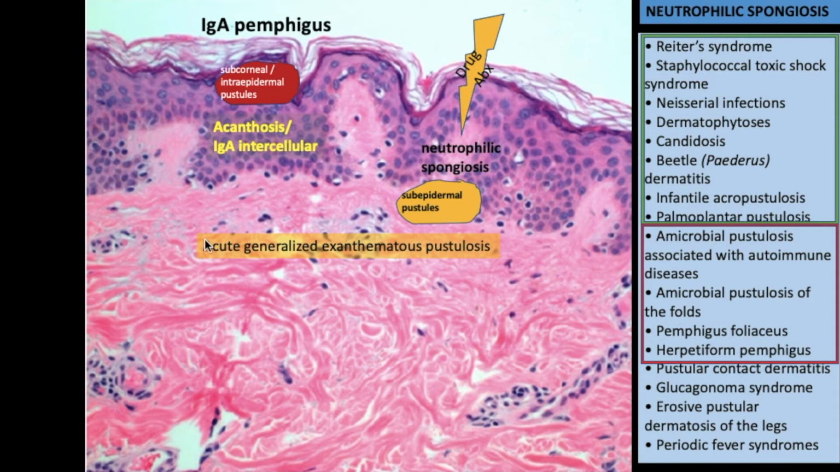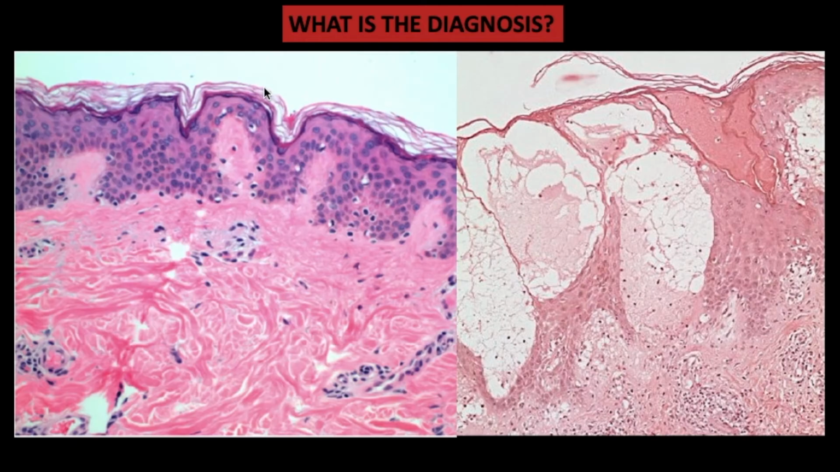Another entity also very commonly tested on the exams is acute generalized exanthematous pustulosis. And here we have a drug in the clinical history, most commonly an antibiotic, where we see also neutrophilic spongiosis, but notice here the pustules are subepidermal compared to the subcorneal pustules in the IgA pemphigus.